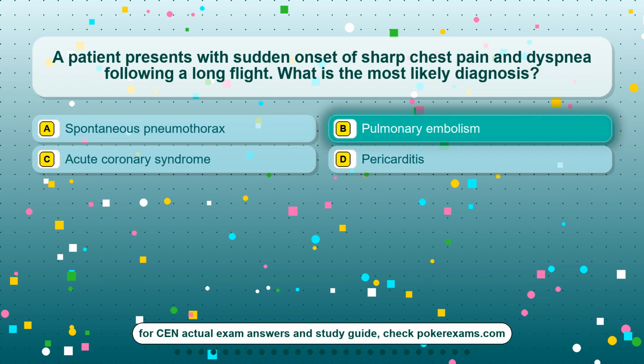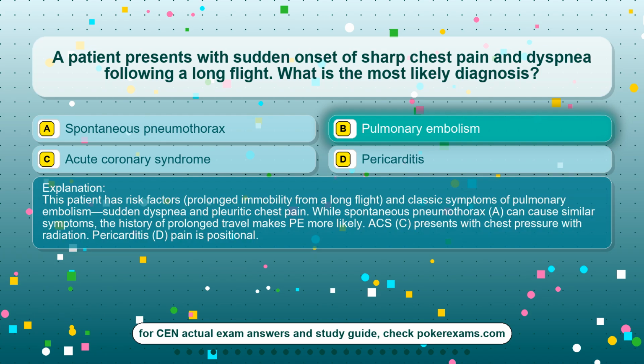The correct answer is option B. Pulmonary embolism. This patient has risk factors, prolonged immobility from a long flight, and classic symptoms of pulmonary embolism, sudden dyspnea and pleuritic chest pain. While spontaneous pneumothorax, A, can cause similar symptoms, the history of prolonged travel makes PE more likely. ACS, C, presents with chest pressure with radiation. Pericarditis, D, pain is positional.